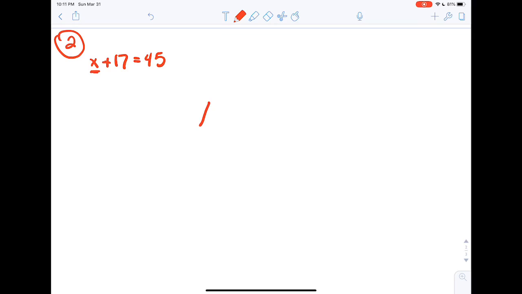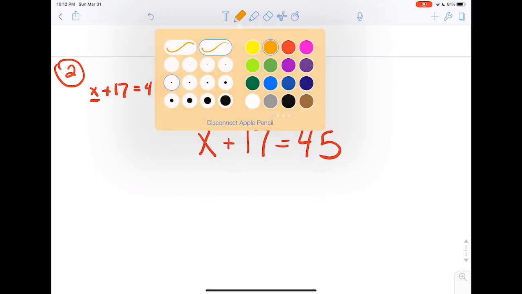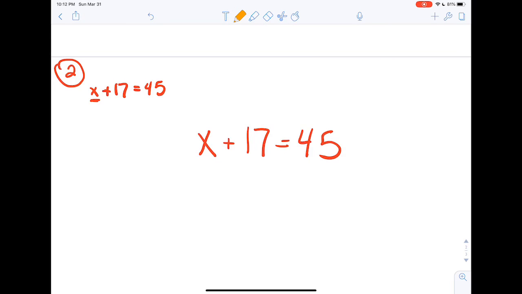Okay, I'm going to write that a little larger so we can work with those numbers. Whoops, equals 45. I better fix that. That looks a little strange. Here we go. X plus 17 equals 45. Well, I take a look at that and I see I have that plus 17. So I need to get rid of that to get X by itself.